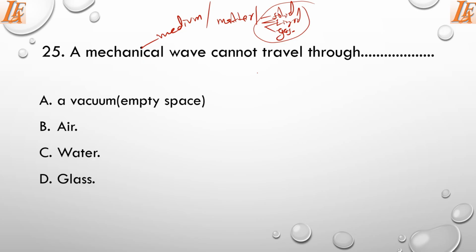In this case, A, a vacuum. B, air is a gas, therefore it can travel through a gas. C, water is a liquid, it can travel through a liquid. And then D, glass is a solid, and mechanical waves can travel through solids, liquids, and gases. So the place where a mechanical wave cannot travel is in a vacuum or an empty space, because there is no matter or there's no medium there. So the correct answer here is A.